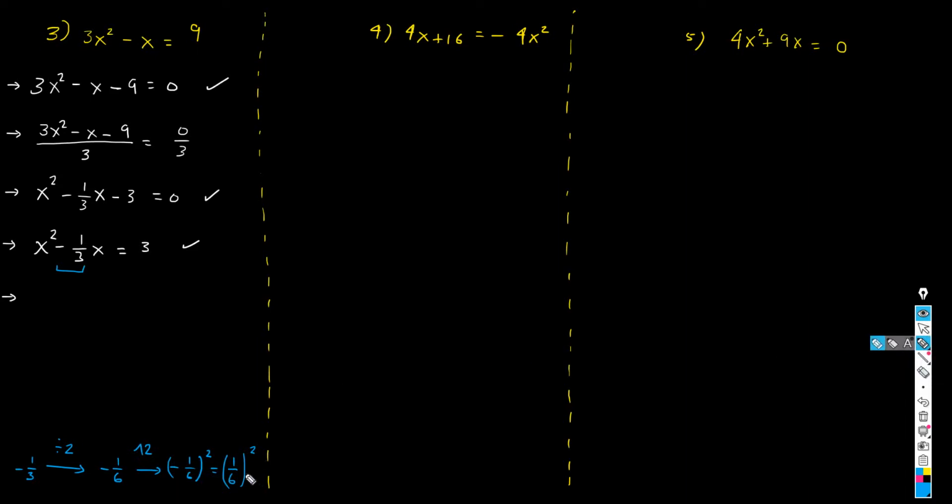Let's continue. Now that I have achieved all of these transformations, I end up with this number, and that's the number that I'm going to add to both sides of the equation. Plus 1/6 squared equals 3 plus 1/6 squared. Because when I add this particular number to both sides of the equation, this trinomial becomes a perfect square trinomial, and thus I can write it as a binomial squared, equal to all of this.